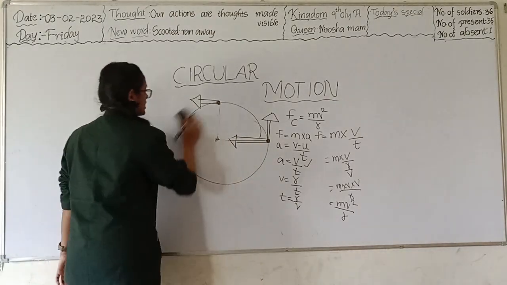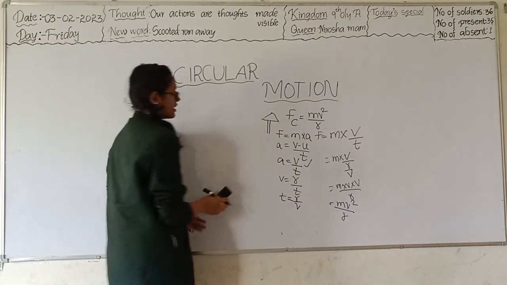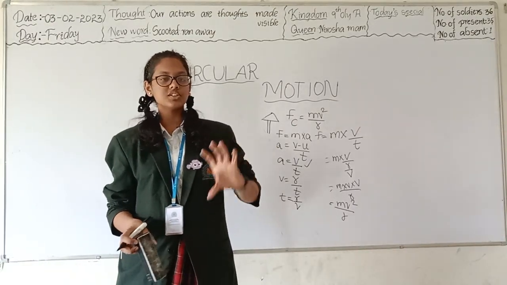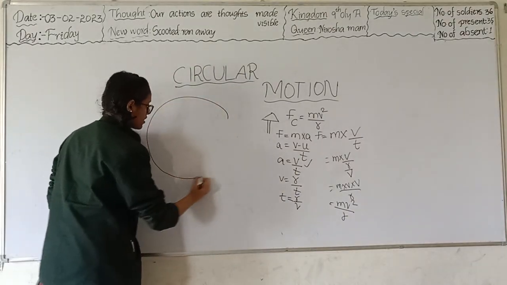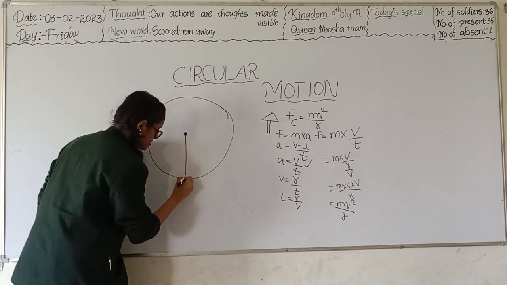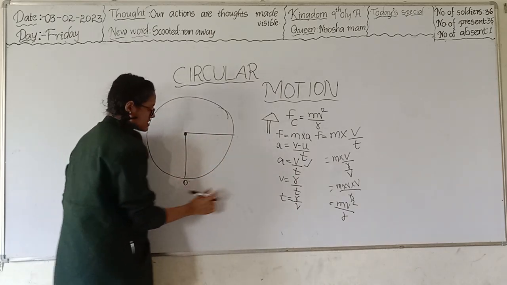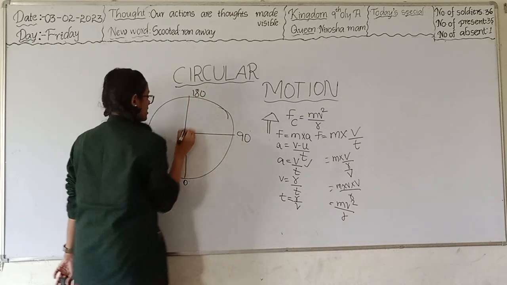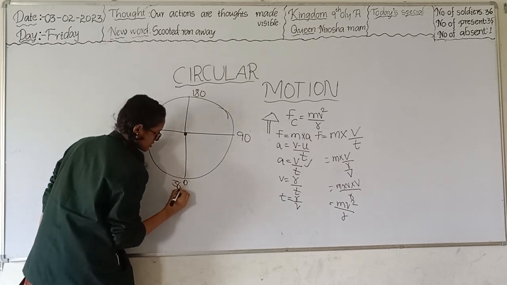Now let's look at our next topic. Our next topic is the minimum velocity an object needs to come to the highest point. For example, if a man is standing here and he starts rotation from 0 degrees, it comes to 90 degrees, 180 degrees, 270 degrees, and at last 360 degrees.